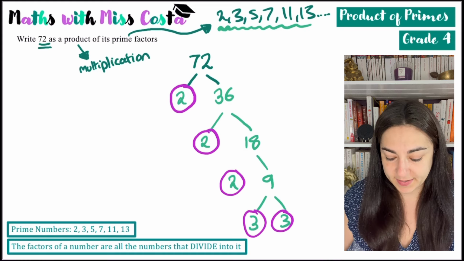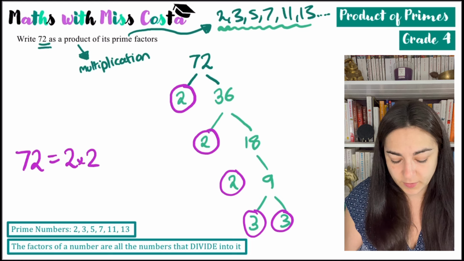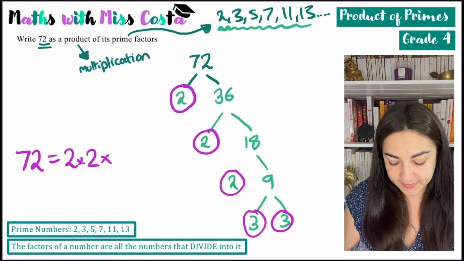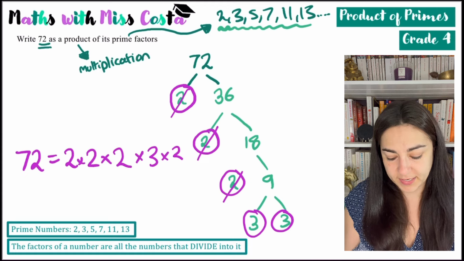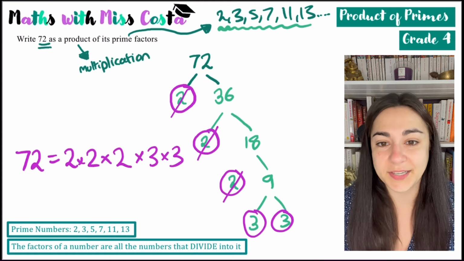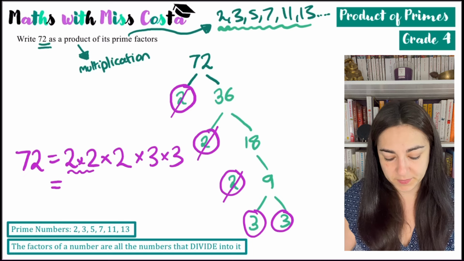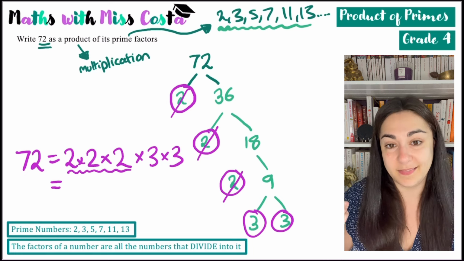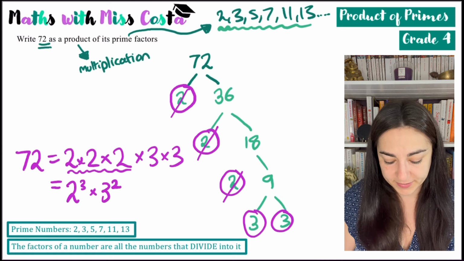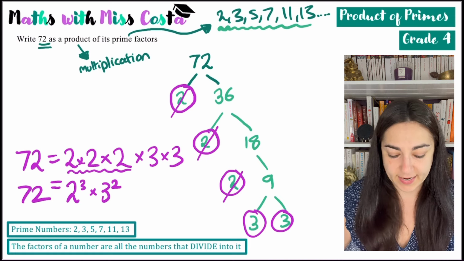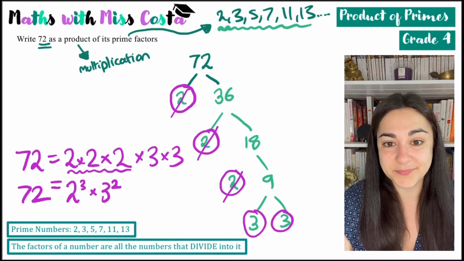So once I've got to the end, I can write 72 as a product, so a multiplication of its prime factors. So 2 times 2 times 2 times 3 times 3. Sometimes I ask you to write your answer in index form. So all you do is you bring together the numbers with the same base. So that would be 2 cubed times 3 squared. And that's how we'd write any number as a product of its prime factors.